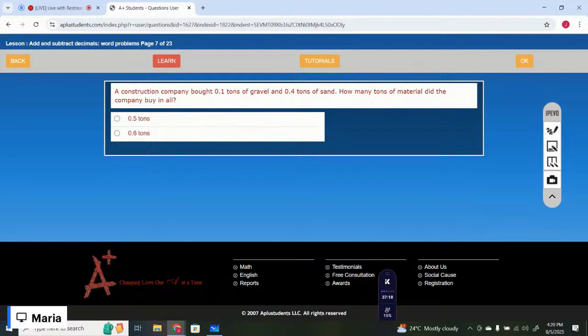A construction company bought 0.1 tons of gravel and 0.4 tons of sand. How many tons of material did the company buy in all? So, which is the correct option?